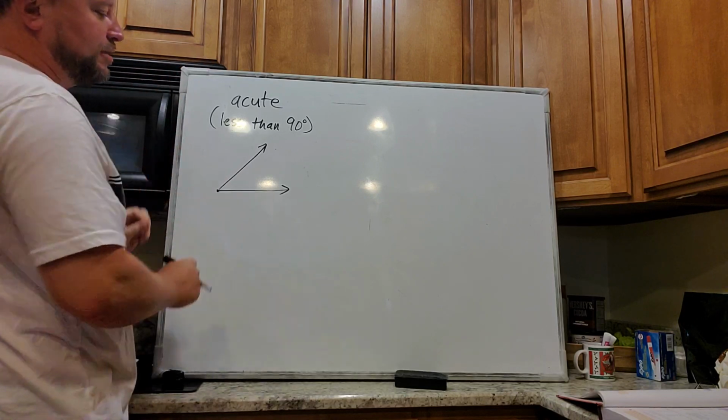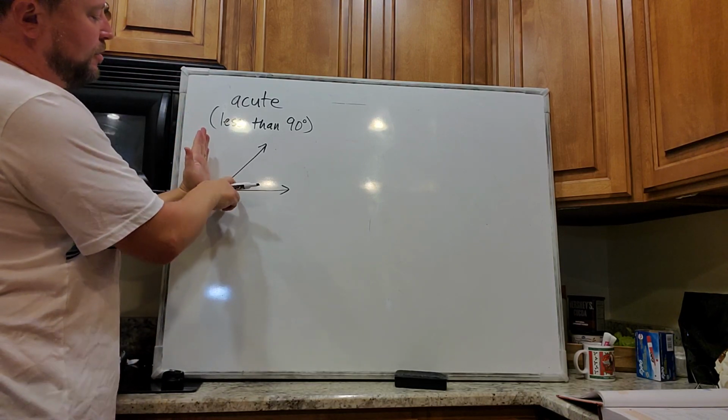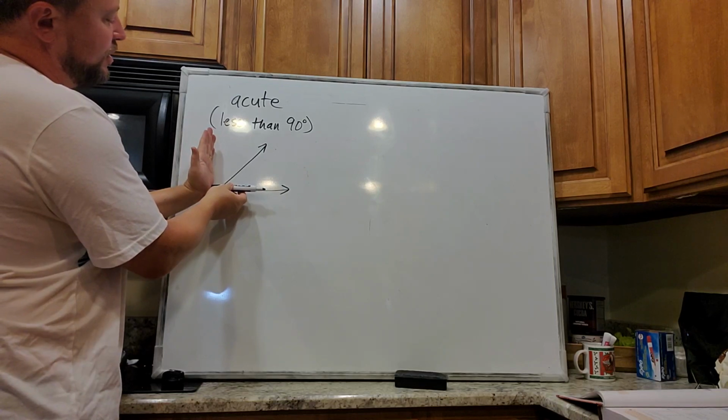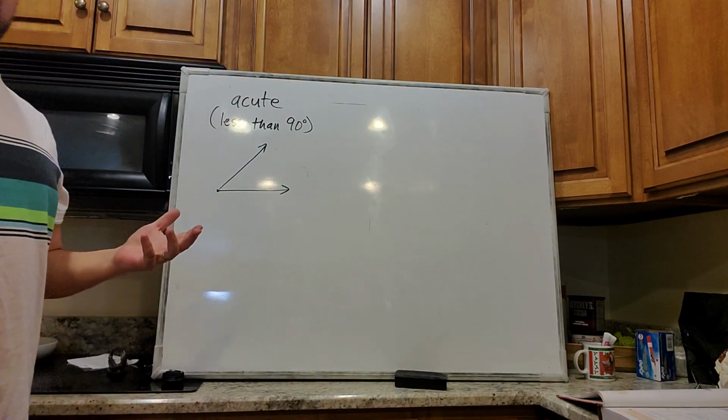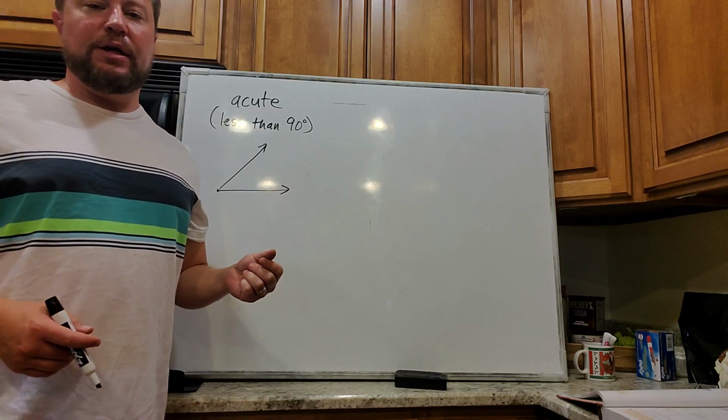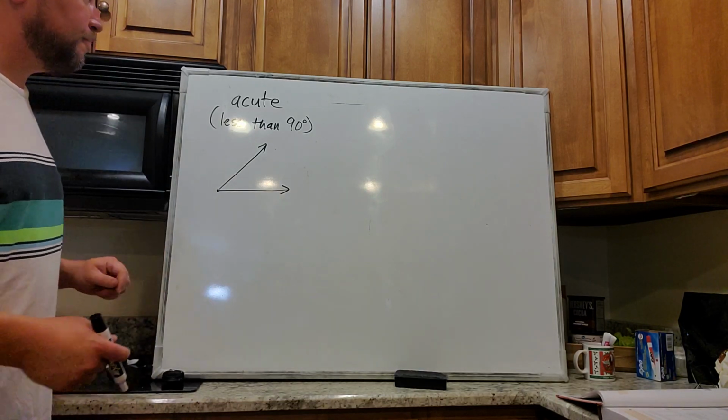Clearly you can see that's less than 90. You know, if that was 90, you can see that's less. And most of these should be obvious. You could be able to tell right away just by looking at them, without having to measure them or anything.